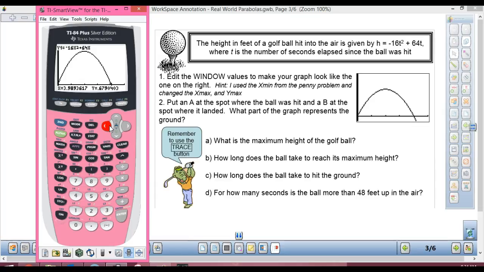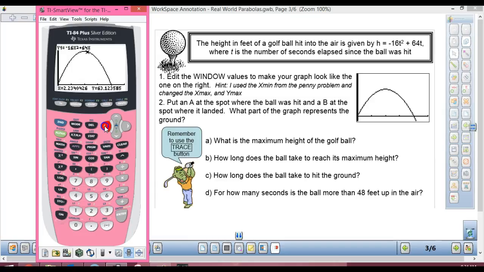All right, and then part B kind of is a little bit crazy. So they want to know for how many seconds is the ball more than 48 feet up in the air. So if I use my trace button, I'm getting up to above 48 feet at what second? Well, let's say at about 3 seconds, it's above 48.